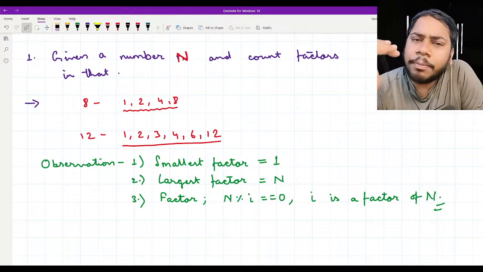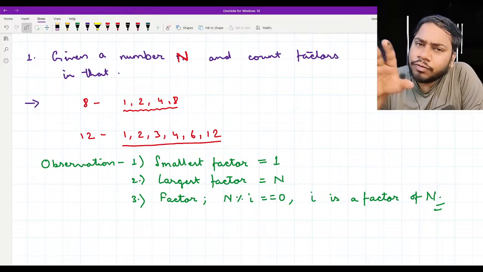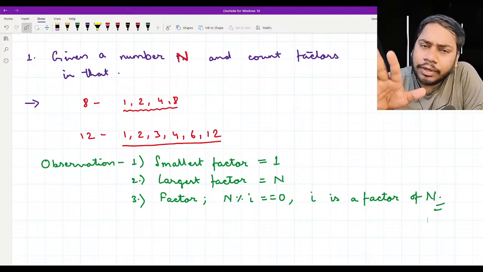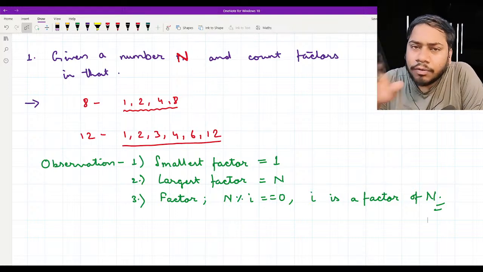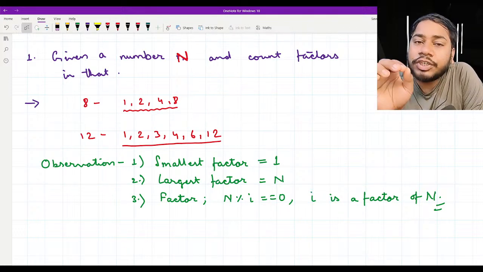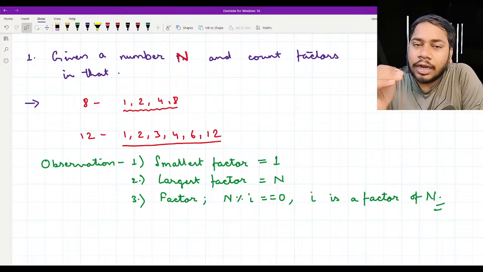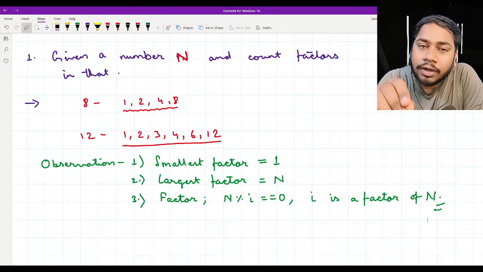We have done this already, right? Suppose we create a for loop, and in that for loop we iterate from 1 to n. When we iterate from 1 to n, we check whether n modulo i is equal to 0. If that is true, then that particular i is a factor of n, right?